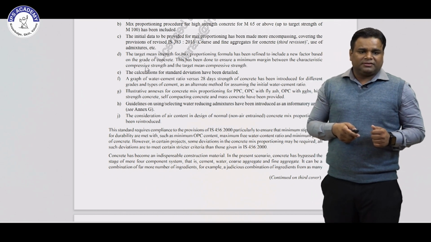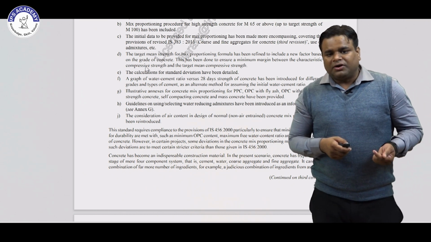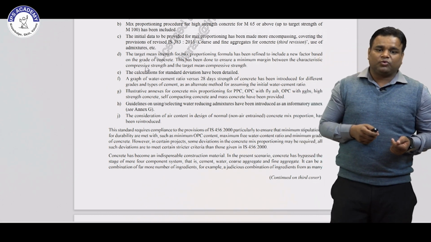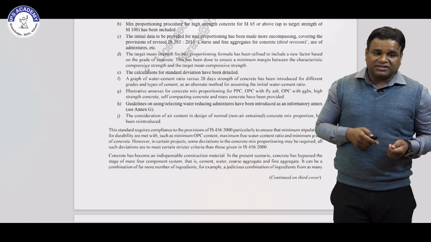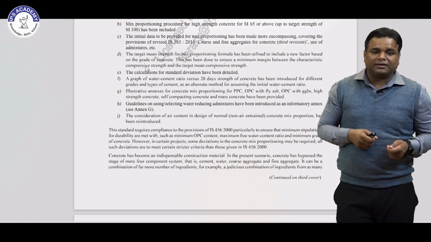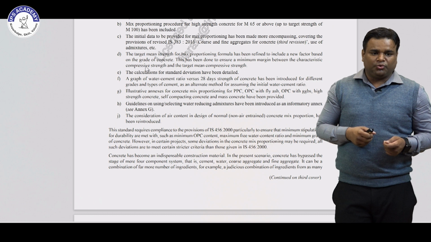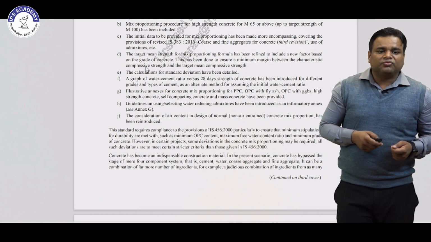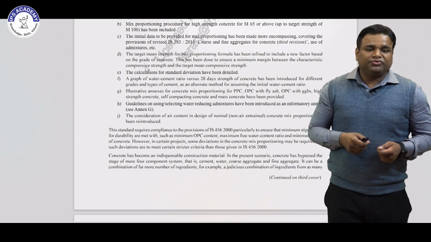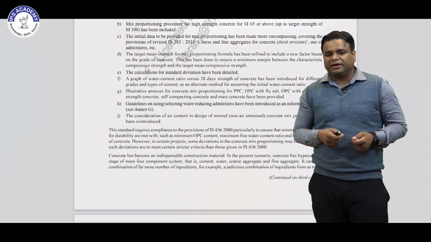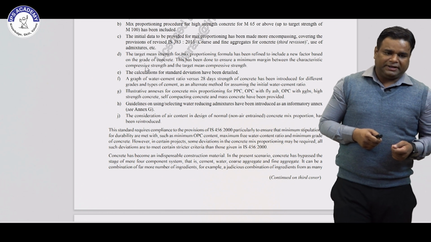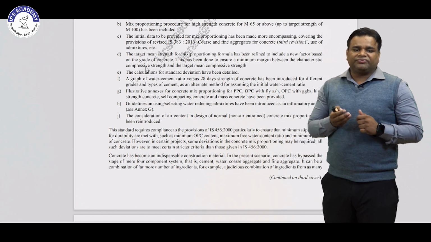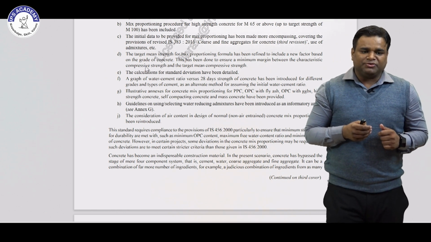Then the next point, they have given examples for the mix proportioning of PPC, OPC with fly ash, OPC with GGBS, and high strength concrete, self compacting concrete and mass concrete are also included in the code. The next point is guidelines for using water reducing admixture has been introduced as informative. That is, in that we will see the guidelines for selecting water reducing admixture.